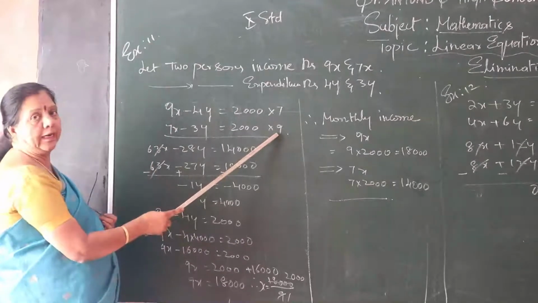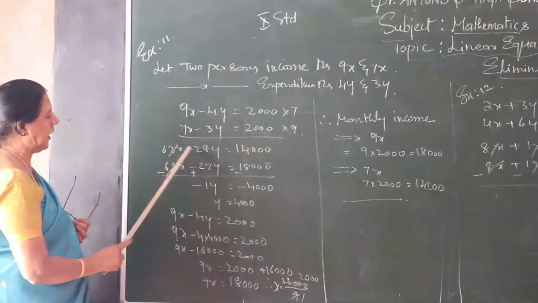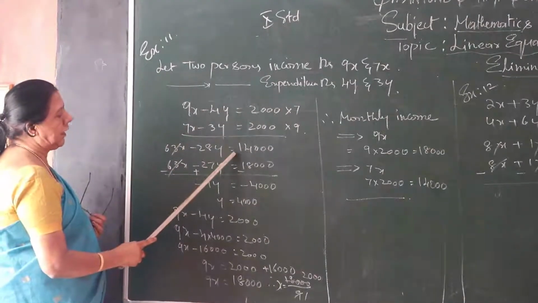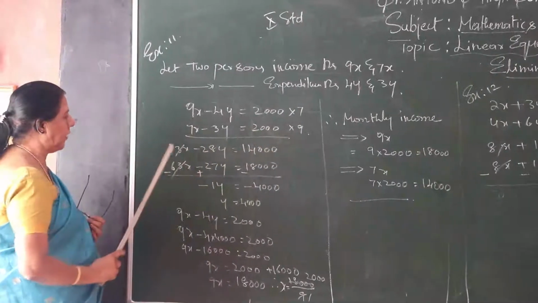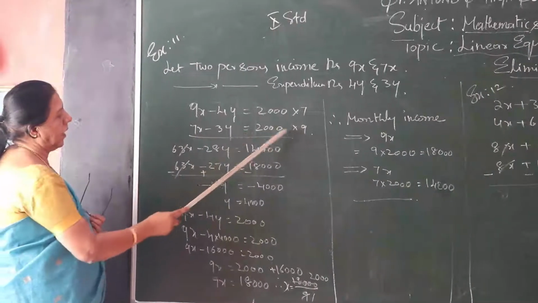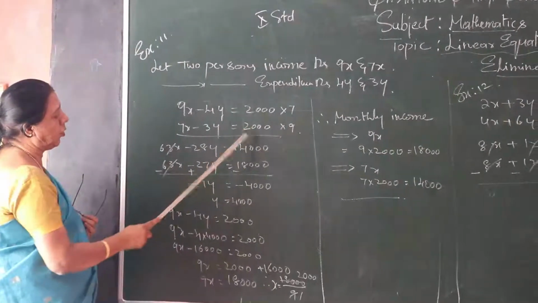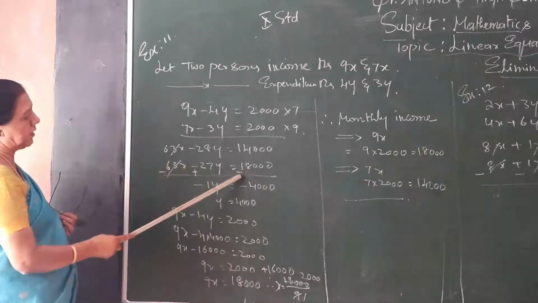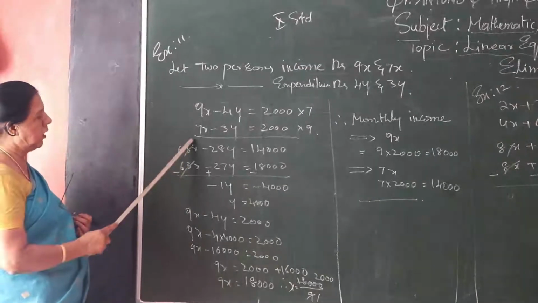I have taken the second equation. Now multiply 7 into 9x: 63x minus 7 into 4y, 28y, is equal to 7 into 2,000, 14,000. Then 9 into 7x, 63x, minus 9 into 3y, 27y, is equal to 9 into 2,000, 18,000. Now change the sign: plus, minus, plus, minus.